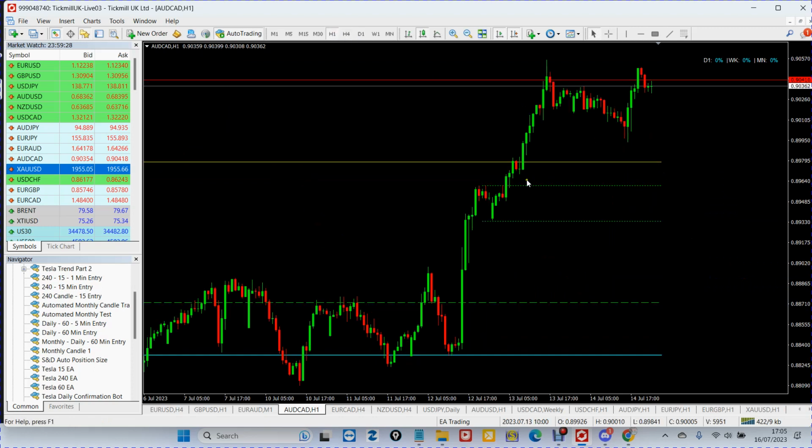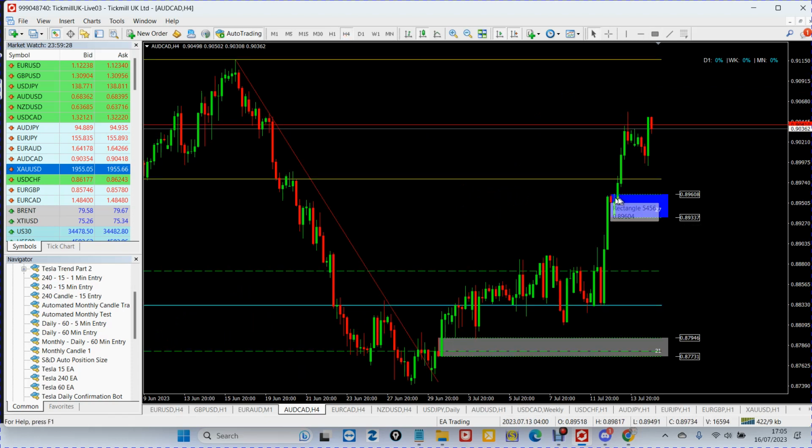If I go to the 60, this is not fresh and original. This is fresh levels, but they're not original. They're reactions from each other. This is the original 240 level. Okay, so this is the area where price could come down.